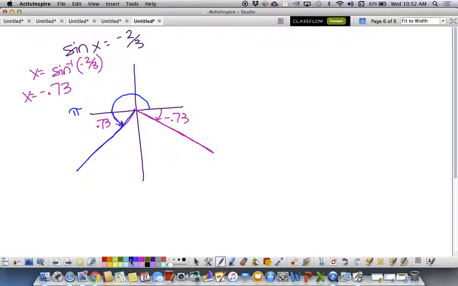Sine and cosine are a little bit more difficult. Cosine's generally not, because they're in quadrants right beside each other, but this one is easier to do right beside each other that way. Okay?